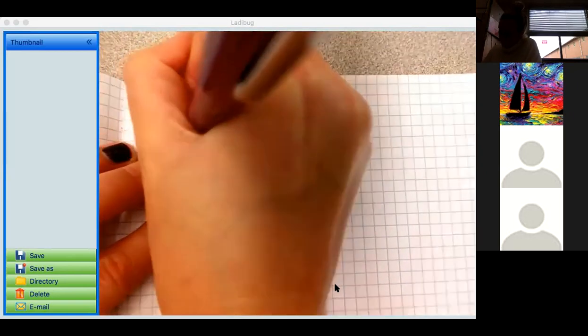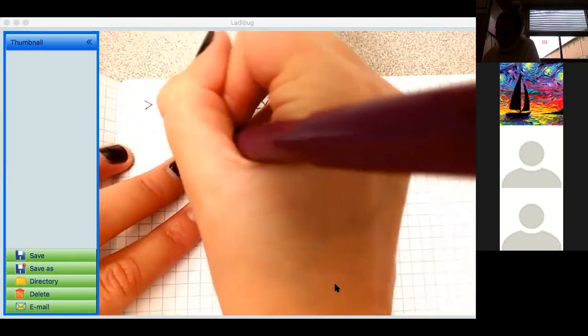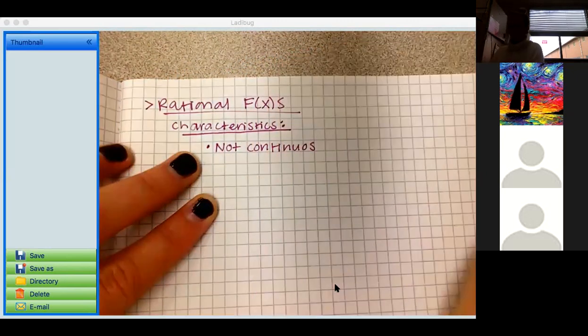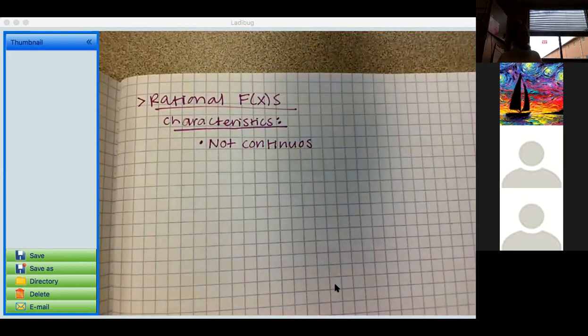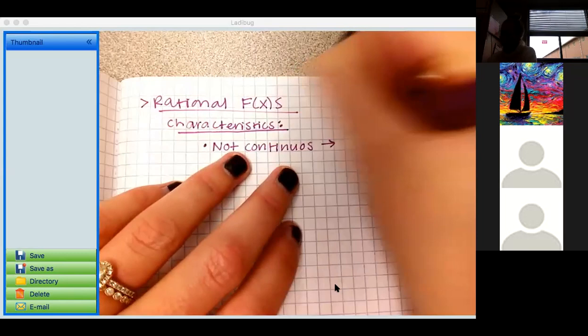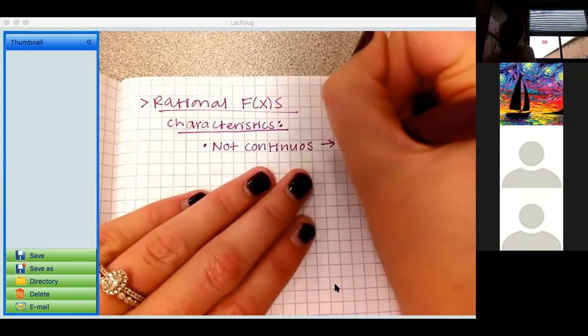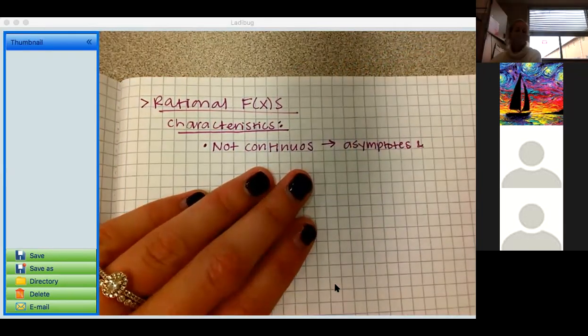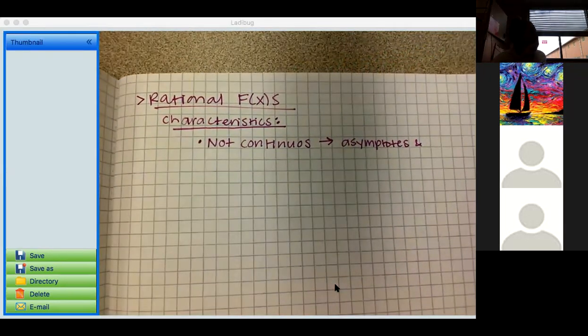All right, the very first characteristic I want you to know, we literally just talked about: these are not going to be continuous. So since they are not continuous, what does that mean we'll have on these graphs? Asymptotes, something else. What else?